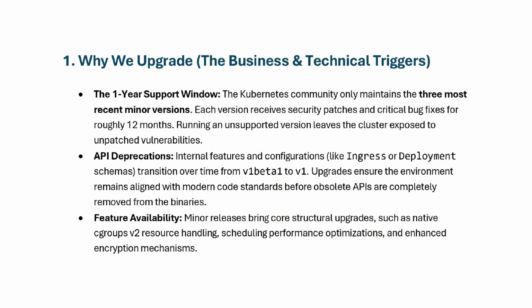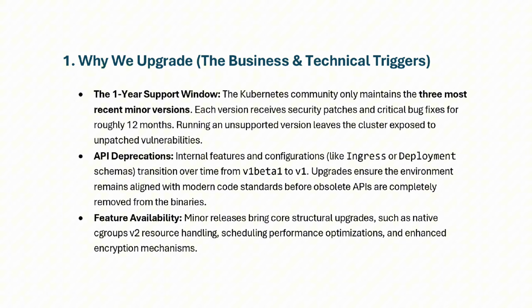First, why do we upgrade the Kubernetes cluster? It is because the Kubernetes community only maintains the three most recent minor versions. Each version receives security patches and critical bug fixes for roughly 12 months. Meaning, if you are on the latest Kubernetes version right now, it would be maintained by the community for nearly one year, and after that it would be an unsupported version that leaves the cluster exposed to unpatched vulnerabilities.